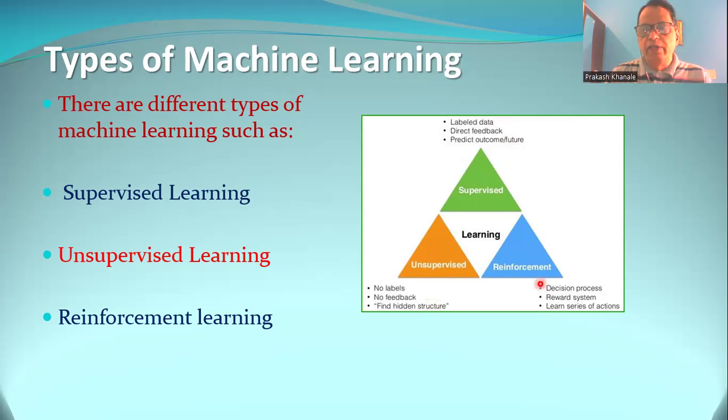And reinforcement learning is another type of learning, where you will find that it is a kind of reward system. If the appropriate step is taken, then the system is rewarded. Otherwise, the system is punished. As far as this session is concerned, we have already seen supervised machine learning. In this session, we will discuss unsupervised machine learning.